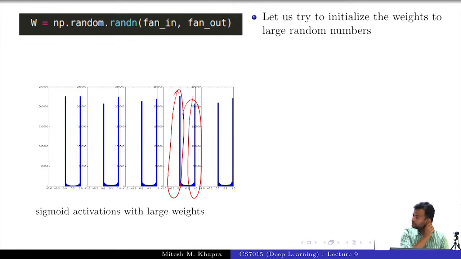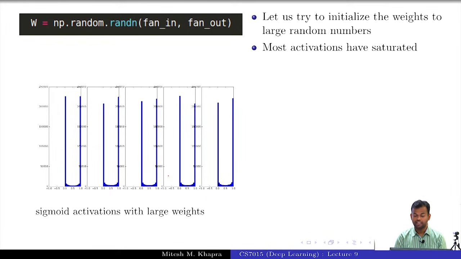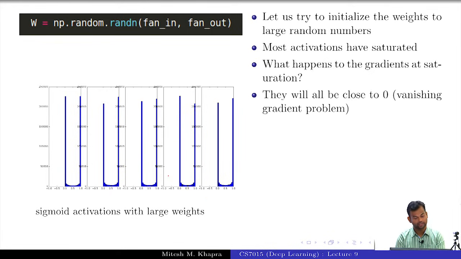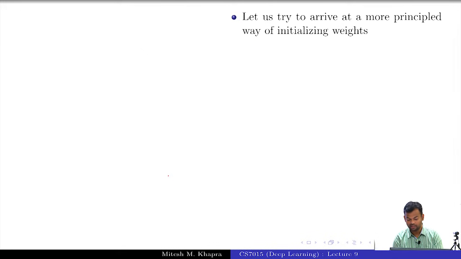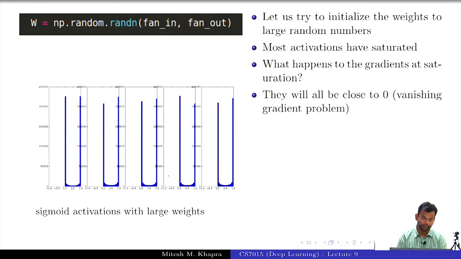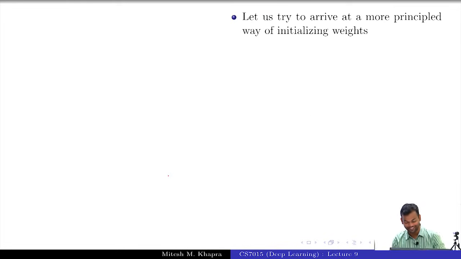Neurons saturated means what will happen? Gradients will vanish, right? So even if you initialize the weights to very large values, all your gradients are going to be close to 0 because they vanish, and again you have a problem. So what have we seen so far? 0 is not good, equal is not good, small weights is not good, large weights is not good. Then what do we do? Go home? Okay, so let's see what to do.